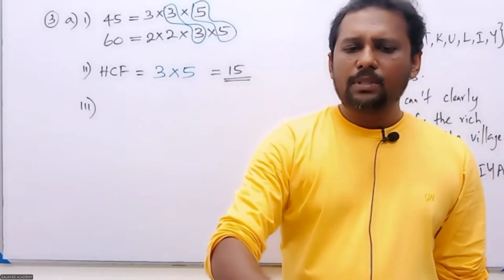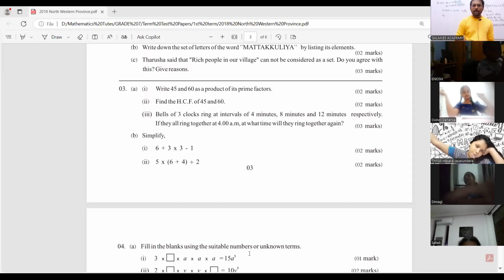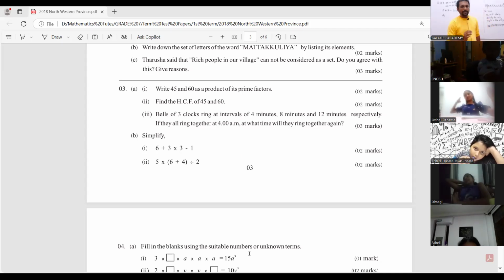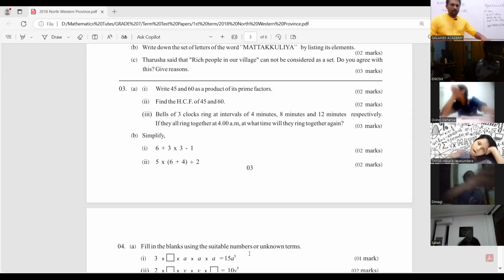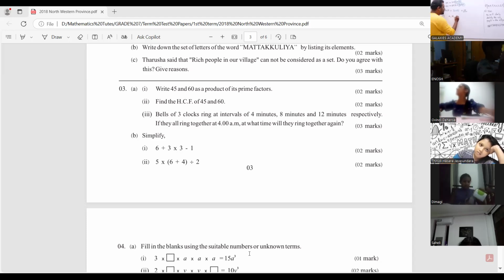Then let's go to the Roman number 3. Roman number 3 given. Bell of 3 clocks ring at interval of 4 minutes, 8 minutes and 12 minutes respectively. Right? I mentioned like these questions early, no? Right? The time durations given, 4 minutes, 8 minutes and 12 minutes respectively. Can you understand this question?